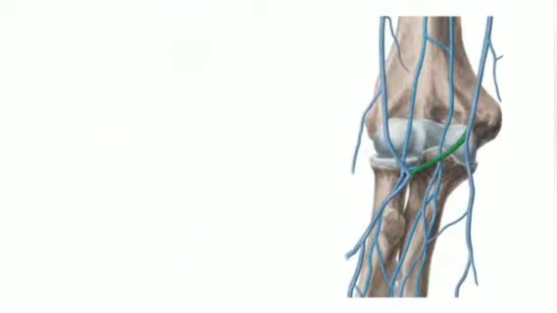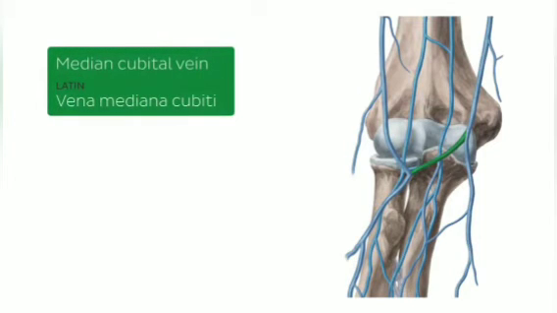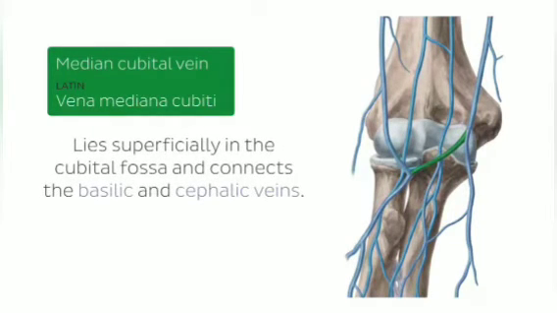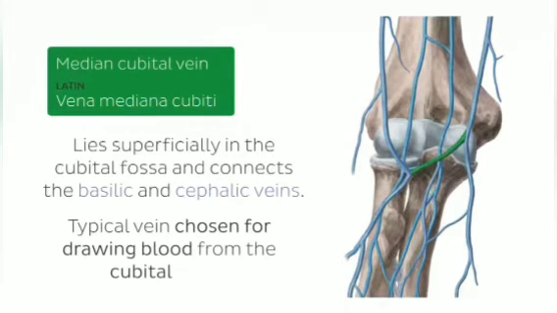Now, one vein that I mentioned before that connects the cephalic and the basilic vein is the median cubital, now seen highlighted in green. What you need to know is that it lies superficial in the cubital fossa and connects the basilic and cephalic veins. It is a typical vein chosen for blood drawing from this area, from the cubital fossa.